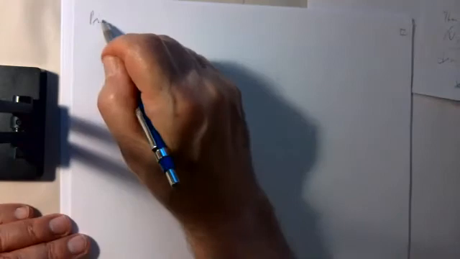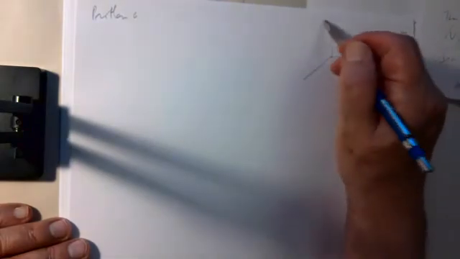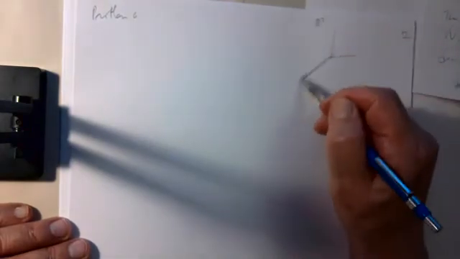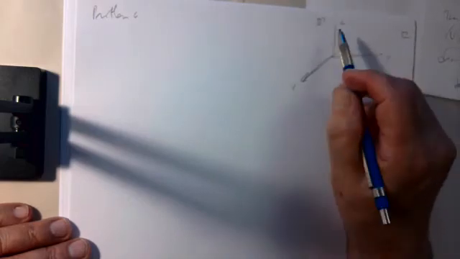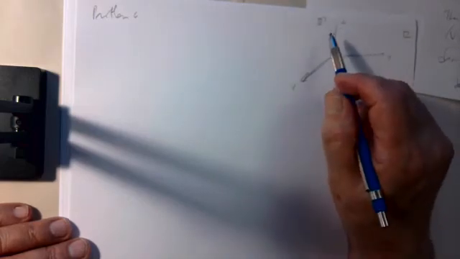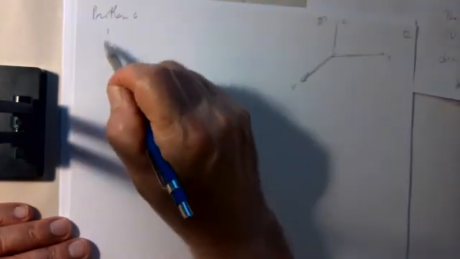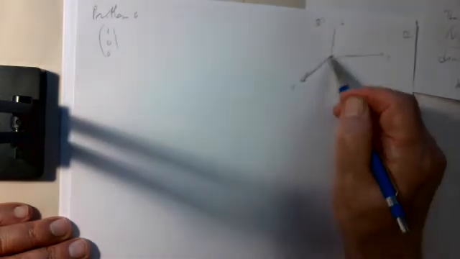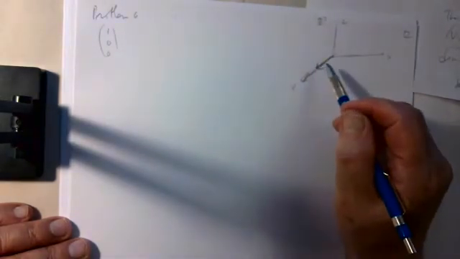What about problem 6? So now we're in R3. So this is the x-axis, the y-axis, and the z-axis. Where are the vectors 1, 0, 0? That's a unit vector in the x direction.